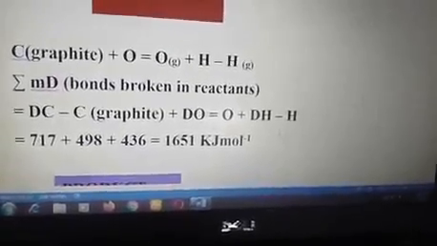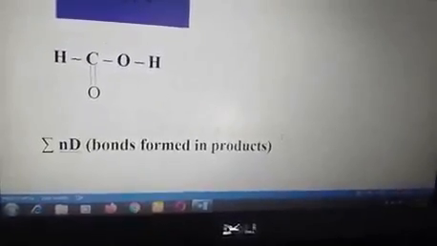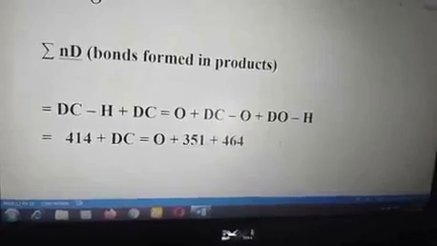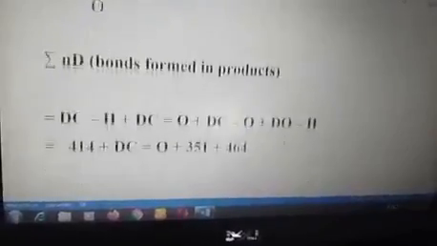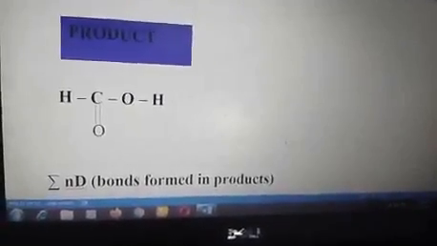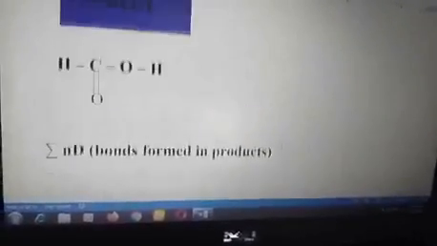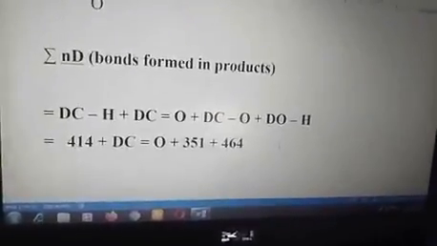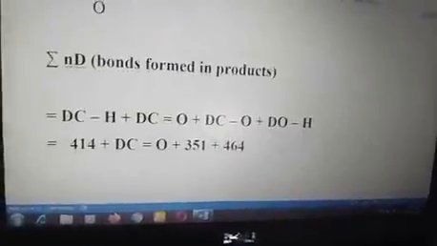We now go to the product. The product is only methanoic acid. We now sum the bond energy of bonds formed in the product. We have the bond energy of the carbon to hydrogen single bond; you have one of it in methanoic acid. The bond energy of the carbon to oxygen double bond, you can see one of it, carbon linked to oxygen underneath with a double bond. The bond energy of the carbon to oxygen single bond, carbon to oxygen on the right-hand side, and the bond energy of oxygen to hydrogen single bond at the extreme. So you see that. So add everything.